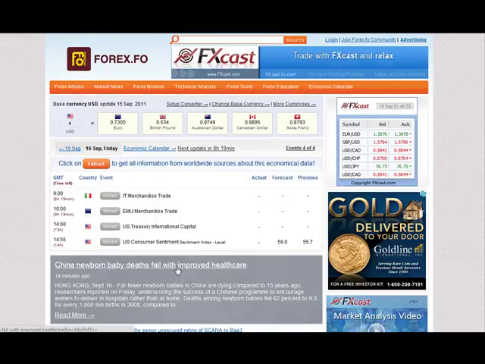As we look at the economic calendar, I would say the big thing to watch will be the consumer sentiment in the States. Not a lot going on there, but that consumer sentiment definitely can move the market.